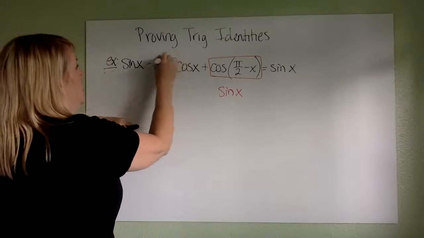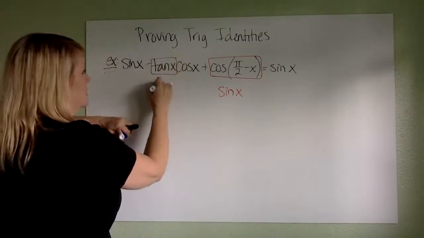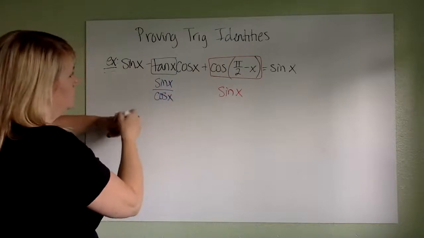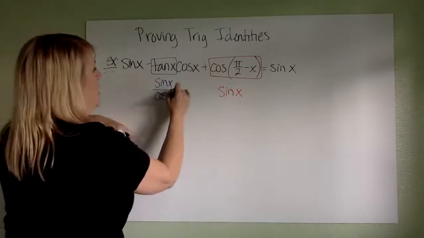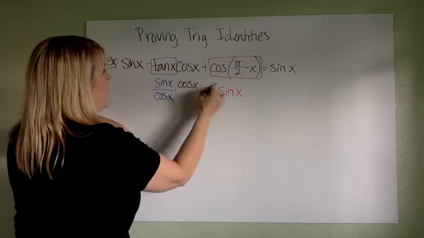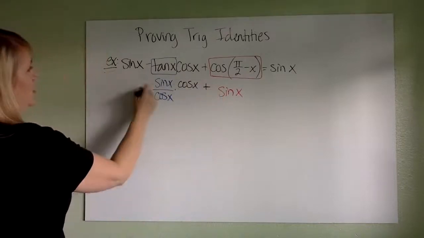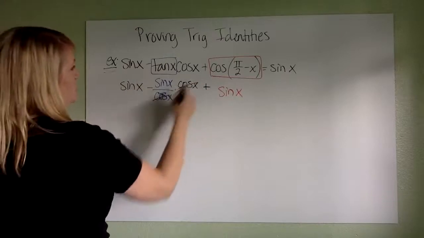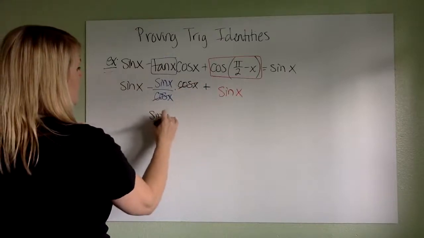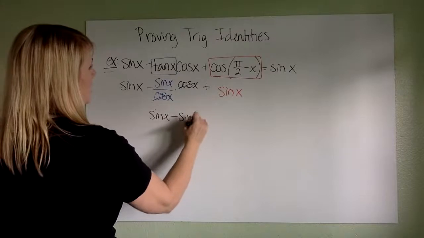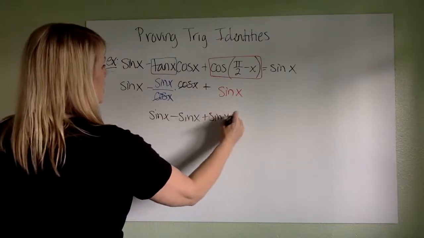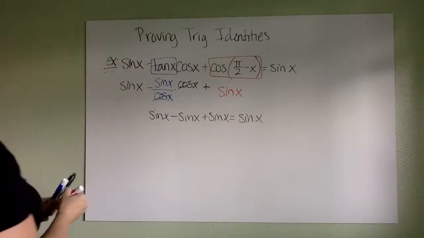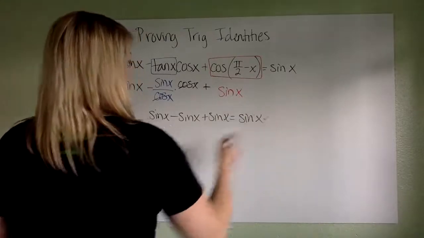It's the reciprocal or quotient identity that says the sine of x divided by the cosine of x is equal to the tangent of x. And that is being multiplied by the cosine of x right there. So the cosines cancel, and I have sine minus sine plus sine, which simplifies to just a single sine. Two of them cancel, and that's where I'm finished.